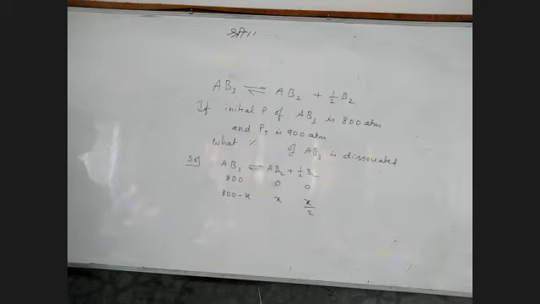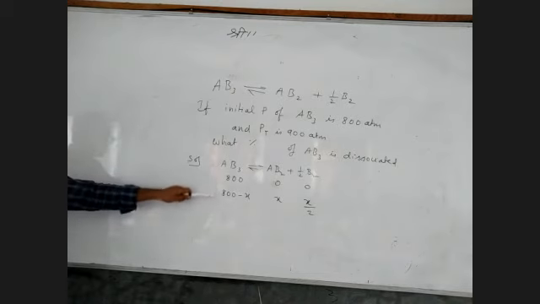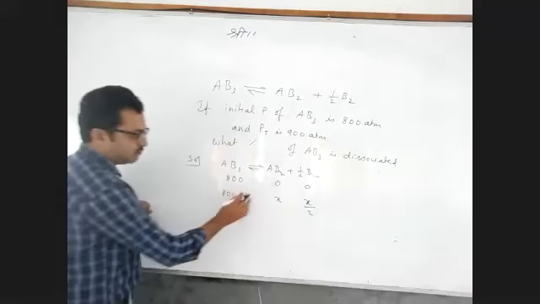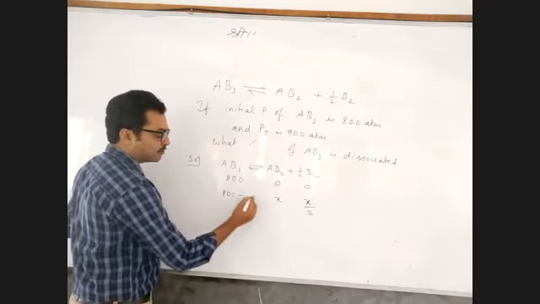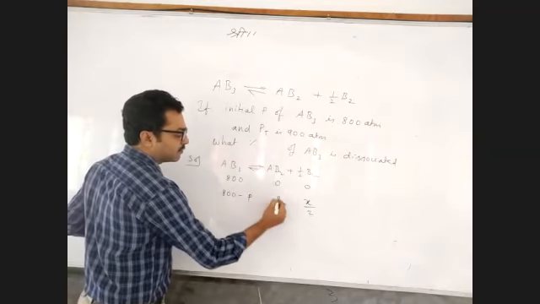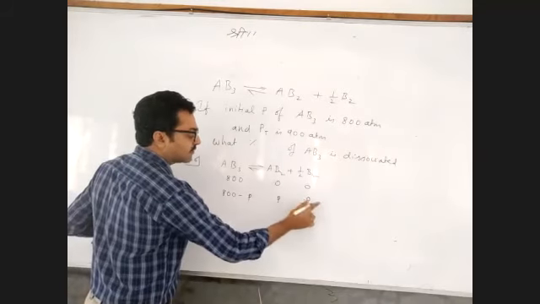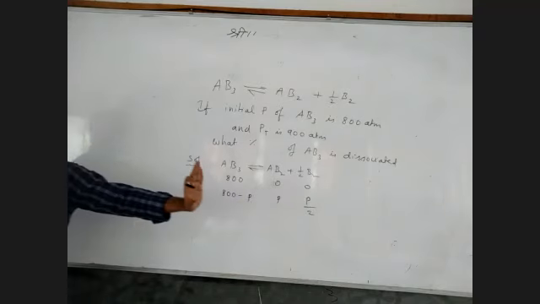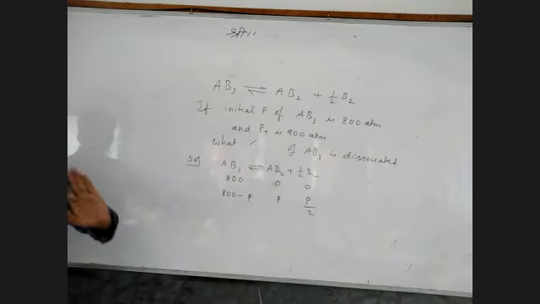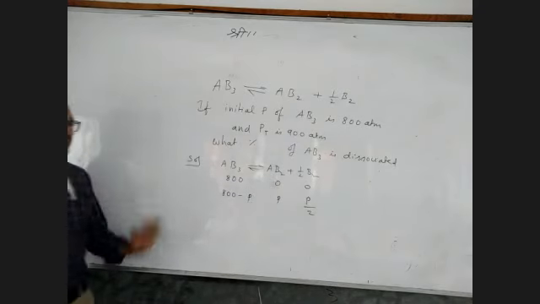Now what do you tell? Total pressure is given. These are all pressures, not moles, so I can take pressure also: minus P, plus P, and P by 2. Those who wrote x, don't cut it. Both are the same. Because they told pressure, I wrote pressure. If you write x also, not a problem. That x finally is pressure.